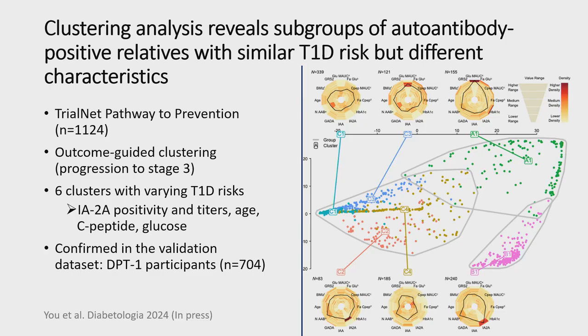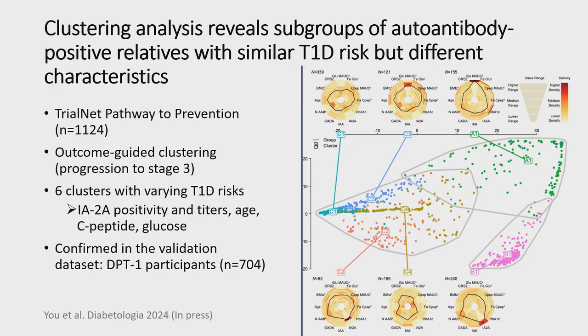So here we took individuals at risk for type 1 diabetes. These were participants in TrialNet, so autoantibody positive relatives of individuals with type 1 diabetes. And we used a semi-supervised clustering analysis, taking as the outcome progression to type 1 diabetes. And we identified at least 6 clusters of individuals who have distinct characteristics that are different from other groups, but all of those have a similar risk.